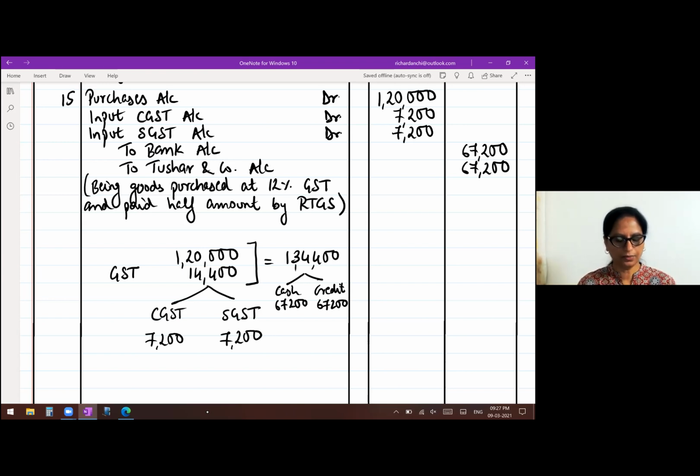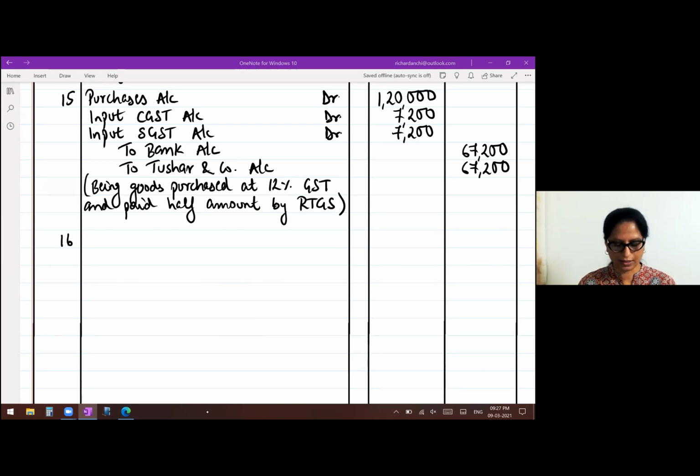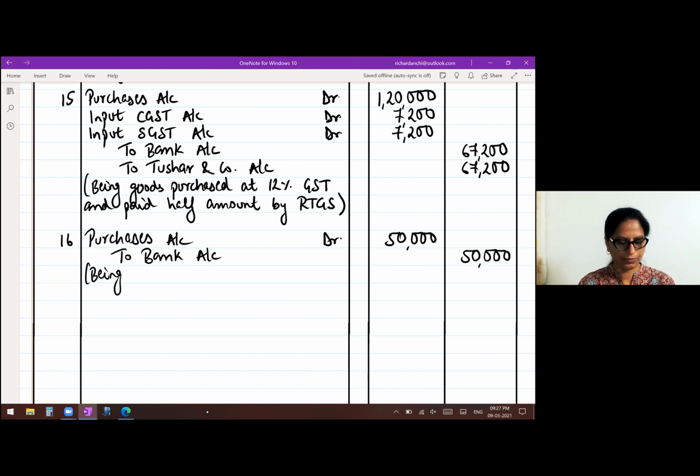Okay. 16th, cash purchases rupees 50,000, amount paid by check. Now again it is purchases and amount is paid by check. Purchases is an expense, and bank is the giver. So write the entry, purchases account debit 50,000 to bank account 50,000. Narration, being goods purchased and paid by check.